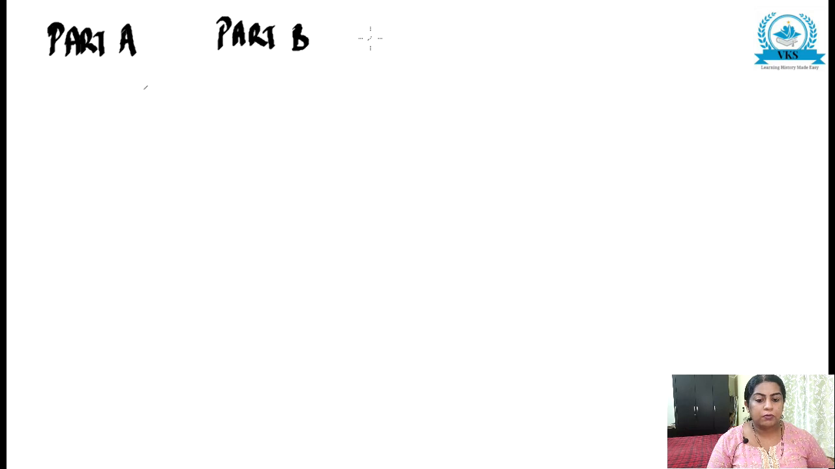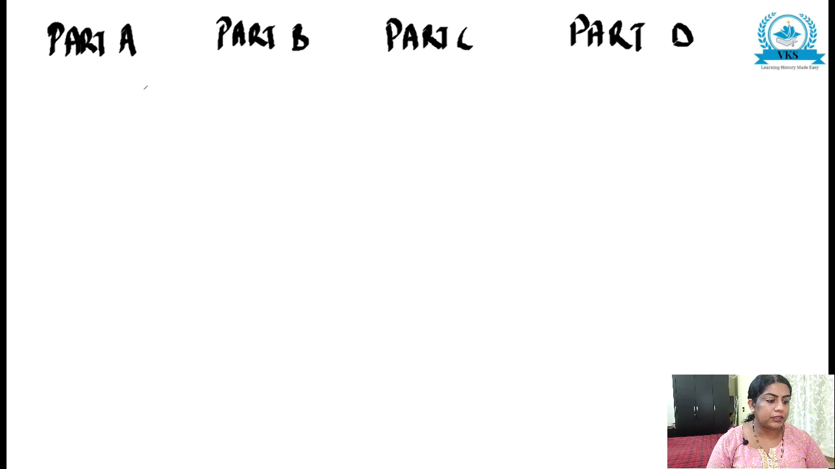We can write them as Part A, Part B, Part C, and Part D. So this is how the 4 categories are. Part A states are there, Part B states are there, Part C and Part D. Which states come under Part A?